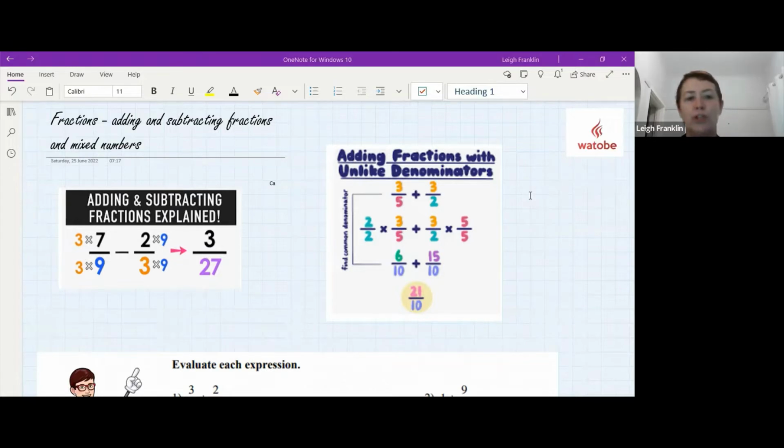I really do want you to be able to understand how to do all 4 operations with fractions really well, because it's going to make a big difference for you, not only this year in grade 7, but for you going forward into grade 8 all the way through to matric.